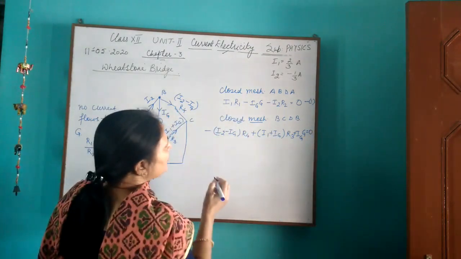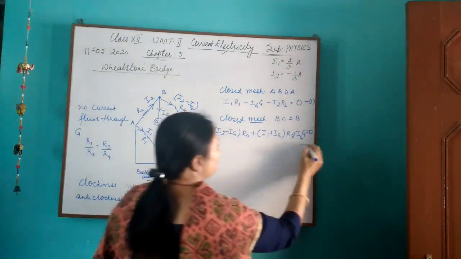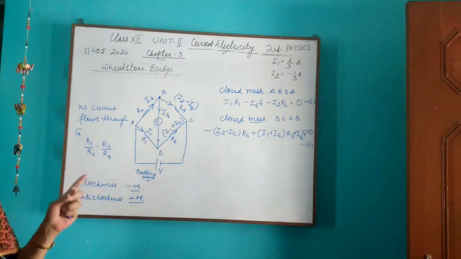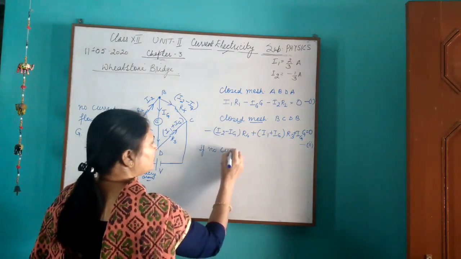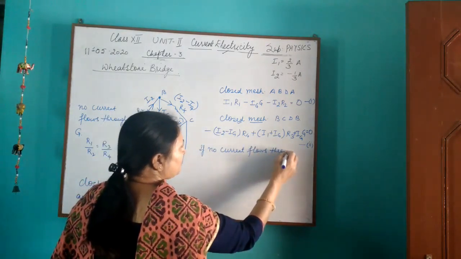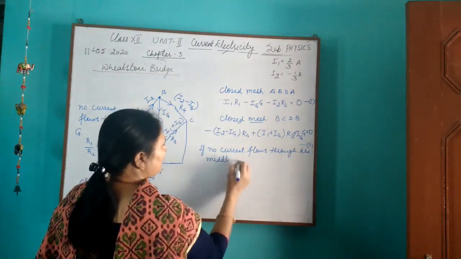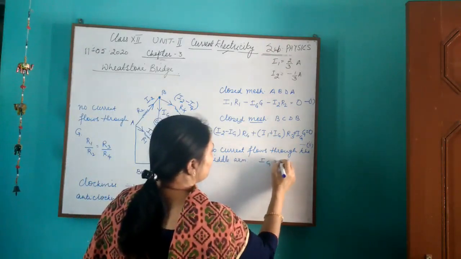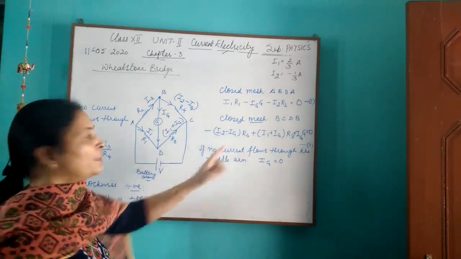Now we can open the brackets, or we can leave it here and just put the condition first. Take it as equation number 2. What condition? No current flows through the middle arm. If no current flows through the middle arm, that means IG is equal to 0. This is the condition of a balanced Wheatstone bridge.